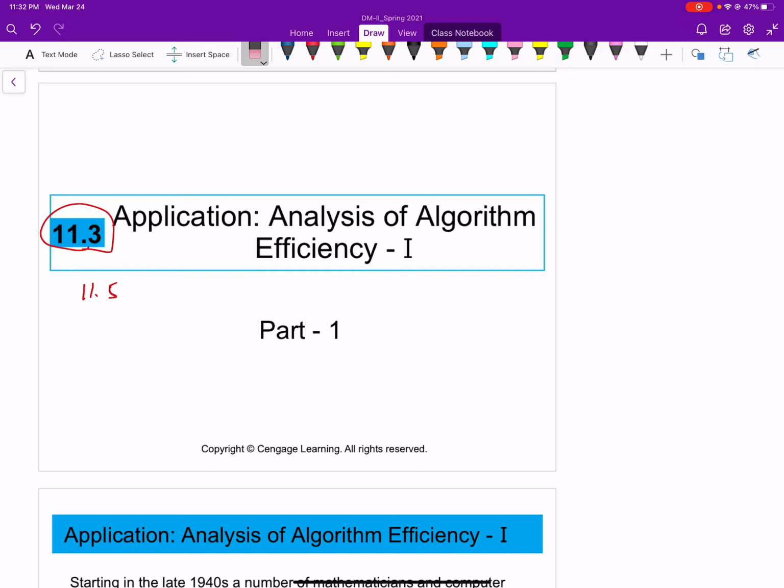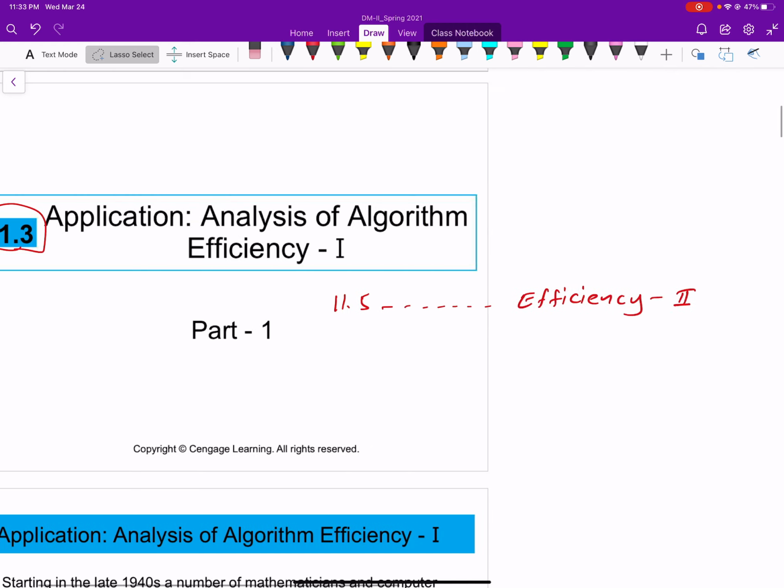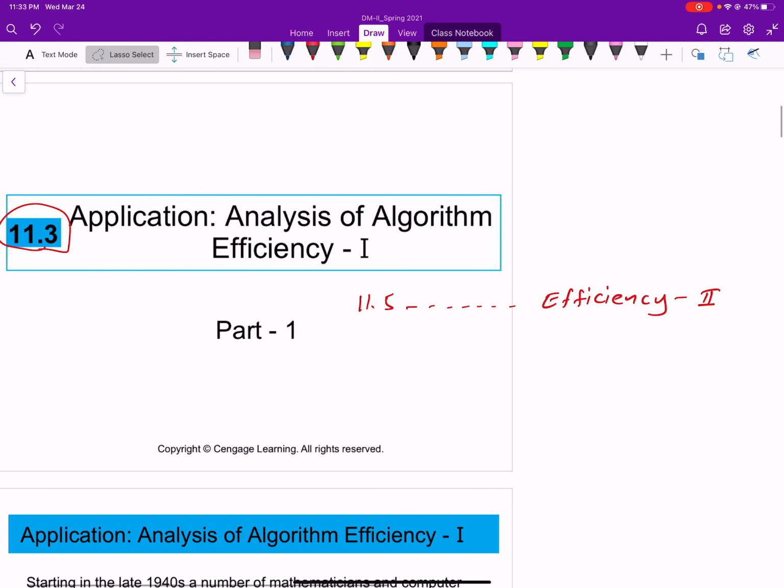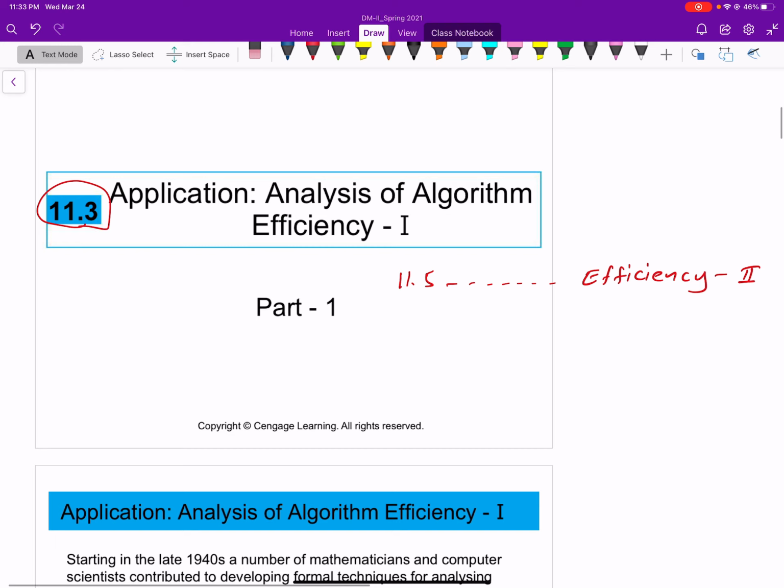Okay, that means efficiency, the second part of this material. All right, so that is section 11.5. That's for your extra information. Let me keep it somewhere here.